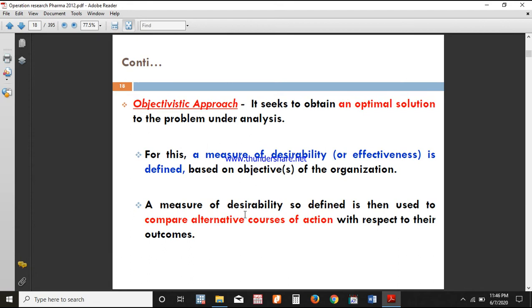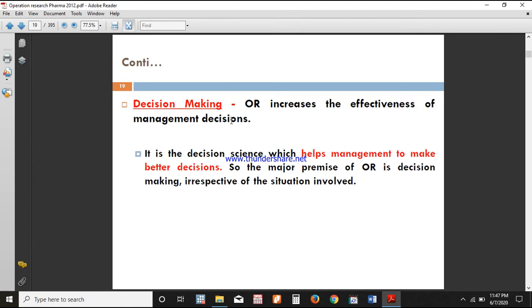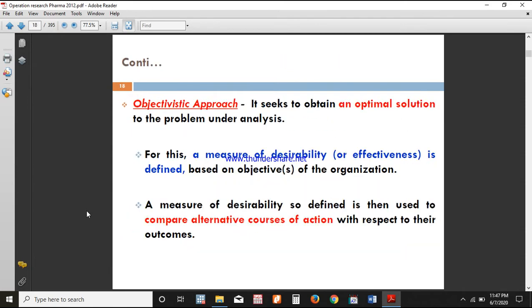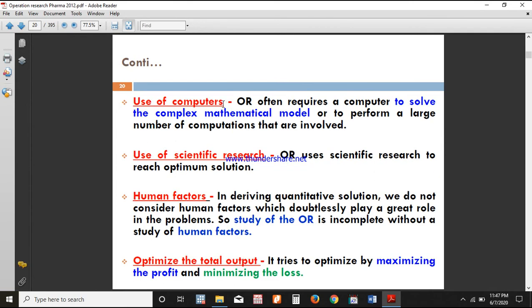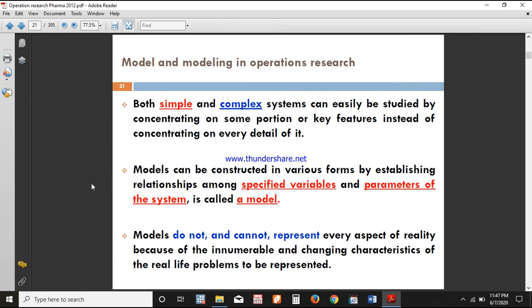Therefore, in operations research, there are two objectives, whether it is maximization or minimization. And the last one is decision making. Specifically, this helps management to make better decisions. In addition to the five basic characteristics of operations research stated above, the approach will also employ computers, use scientific research, consider human factors, and optimize the total output to meet its stated objective.